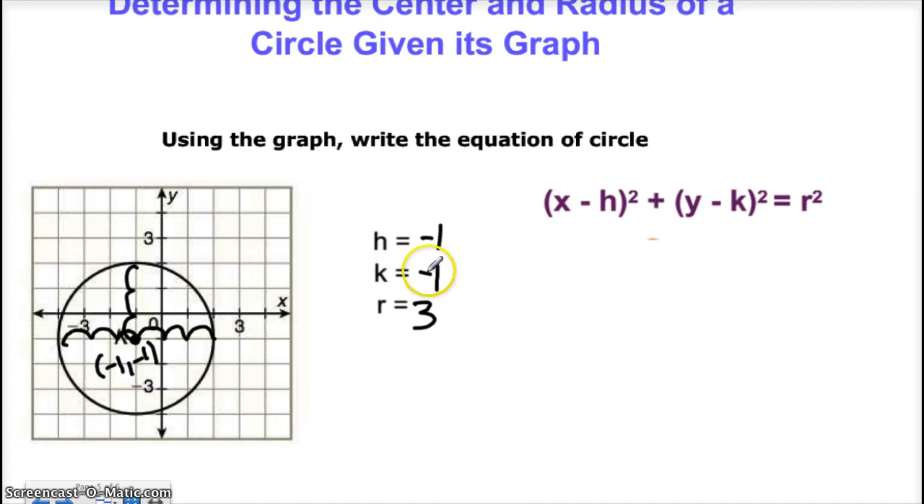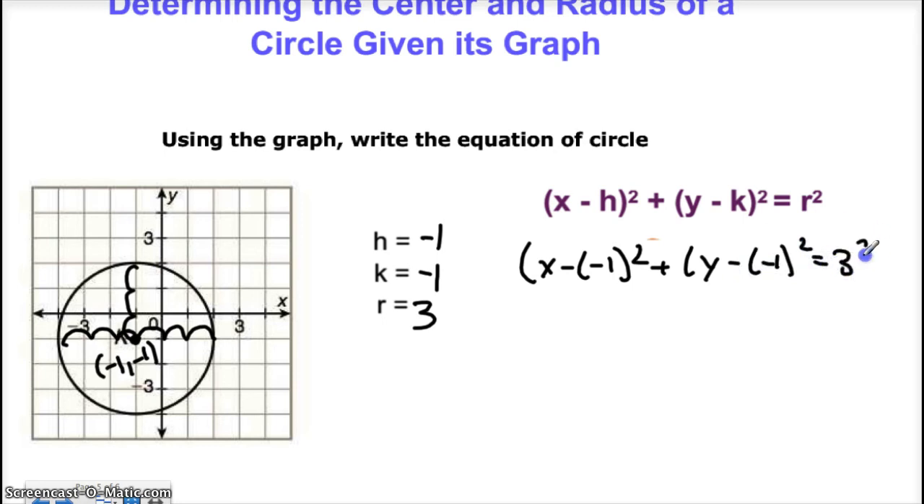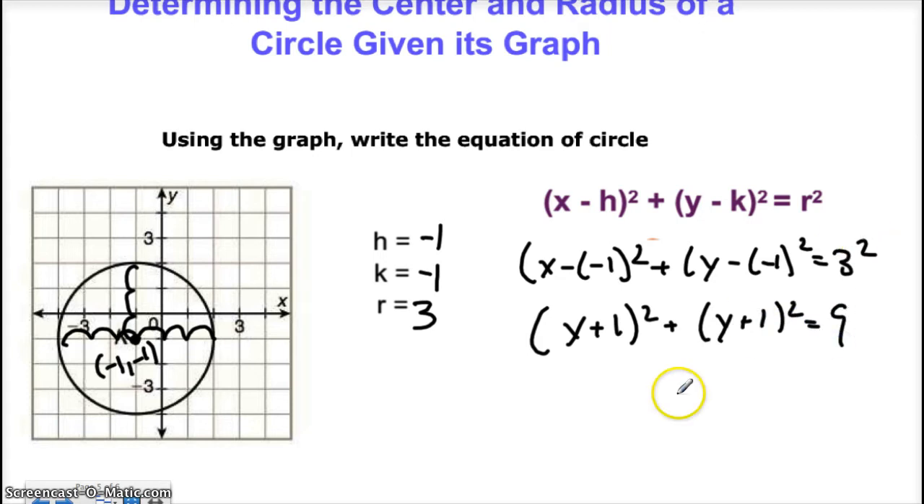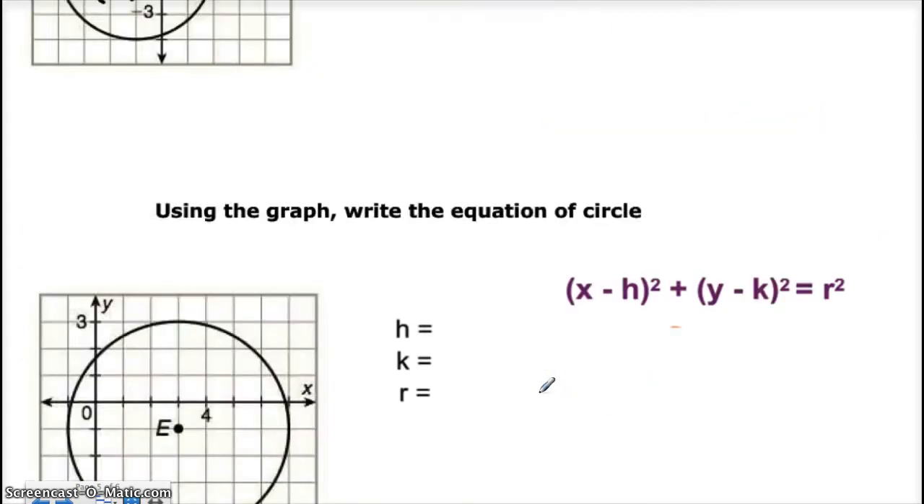Like we did before, we just have to put this into our equation now. So it's going to be x minus -1 squared plus y minus -1 squared equals 3 squared. We simplify this. Remember, double negatives make a positive, so it's x plus 1 squared plus y plus 1 squared equals 9. And that's it. Let's try another problem.